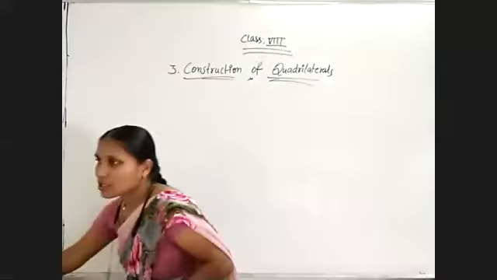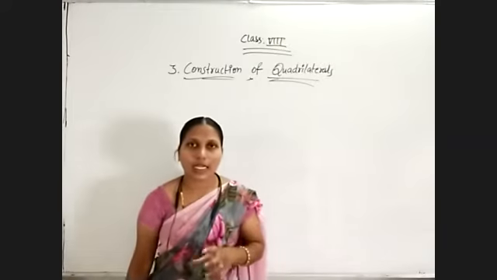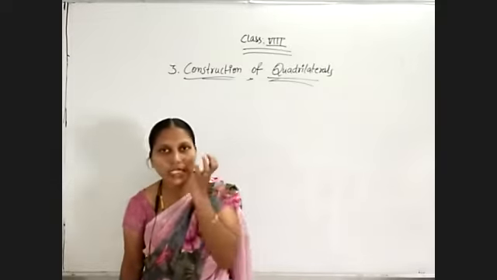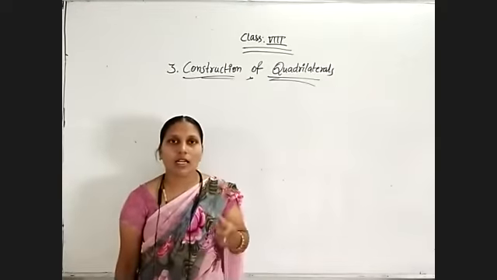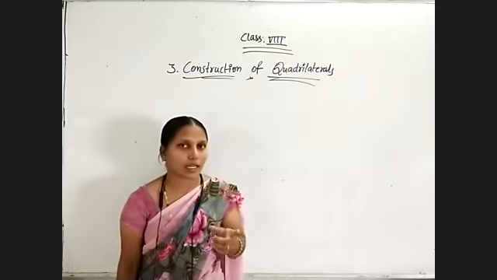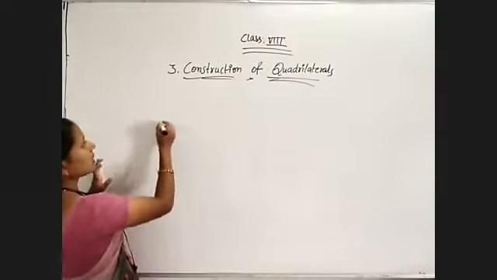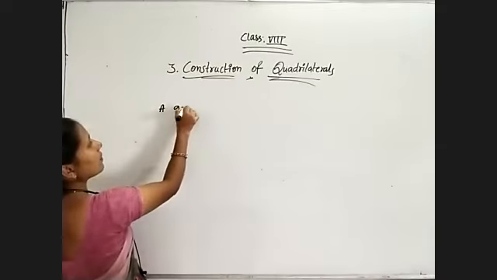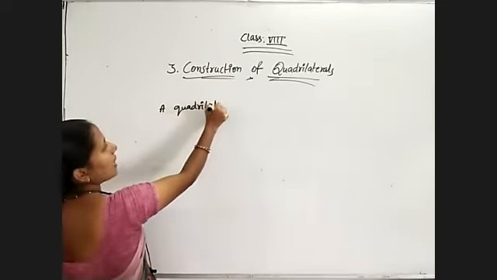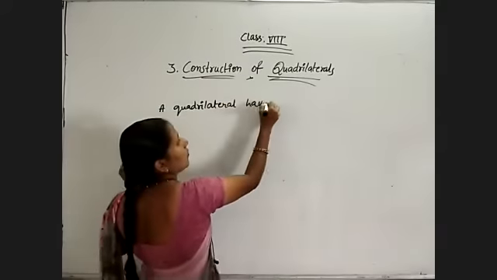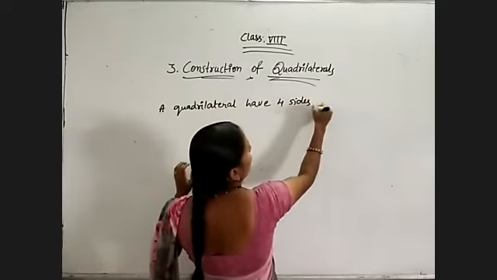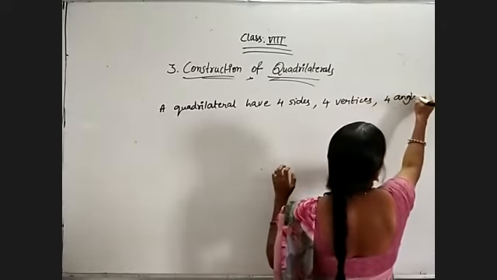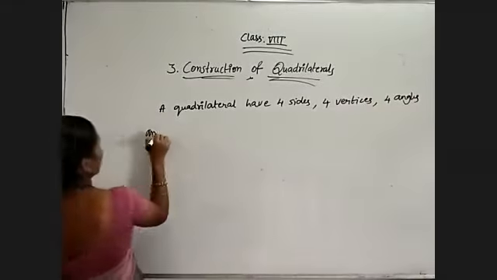So now I hope you understood the definition of a quadrilateral. A quadrilateral is nothing but a closed figure which has four sides, and simply, a polygon with four sides is a quadrilateral. And what are the different parts of a quadrilateral, we will see now. A quadrilateral has four sides, four vertices, four angles, and two diagonals.